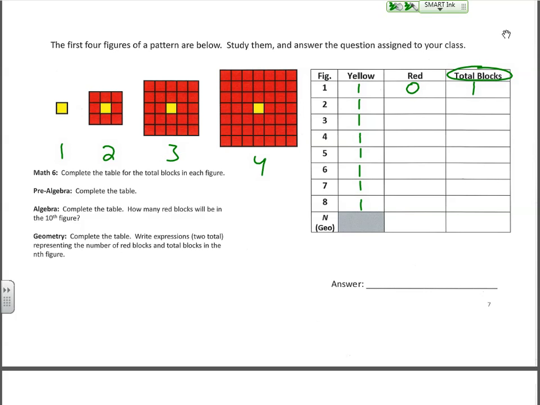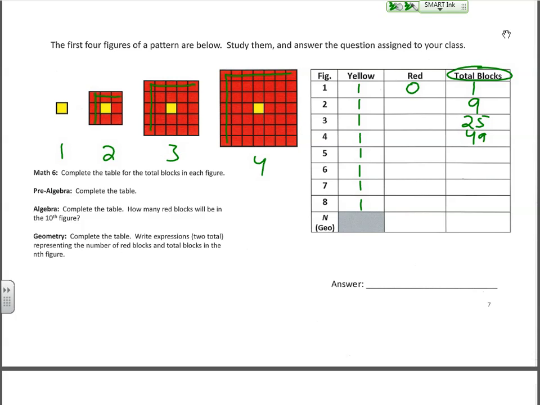Figure 2, if you look at it, is a 3 by 3 square, which means that there are a total of 9 blocks. Figure 3 is a 5 by 5 square, or 25 blocks. Figure 4 is a 7 by 7 square, or 49 blocks. And the question that I asked the class was, what do you notice about those numbers going down the line in that total blocks column?